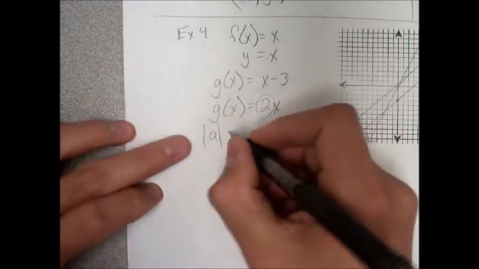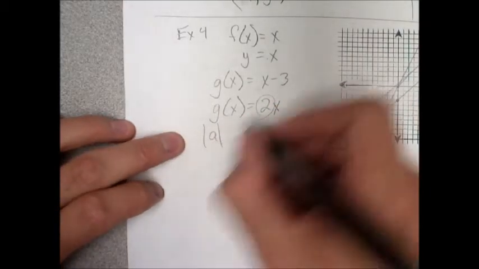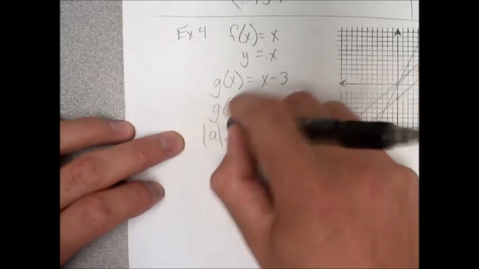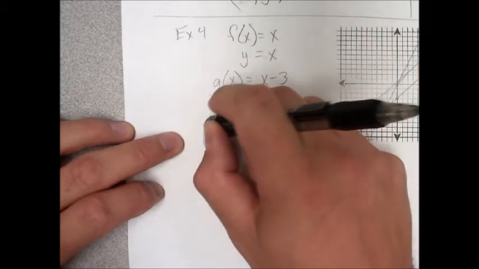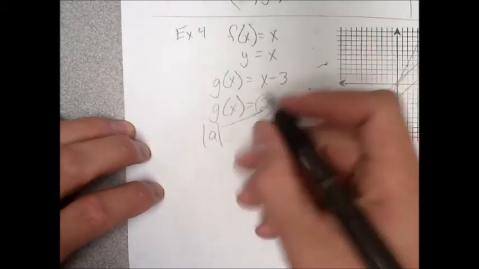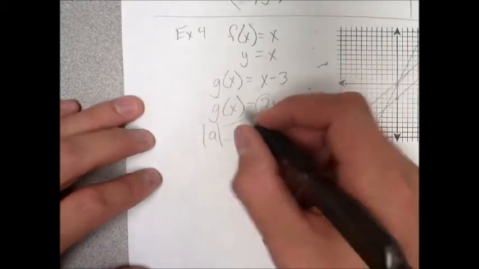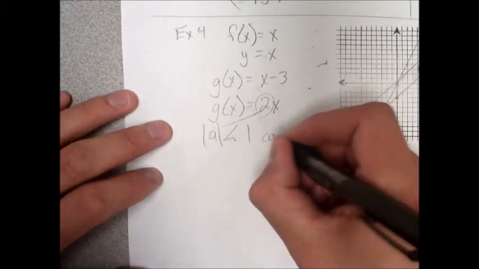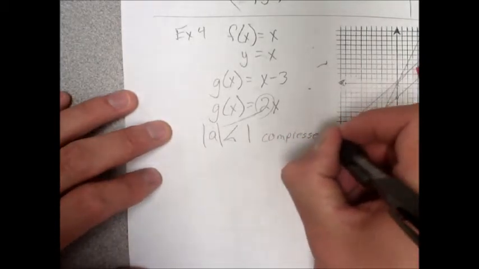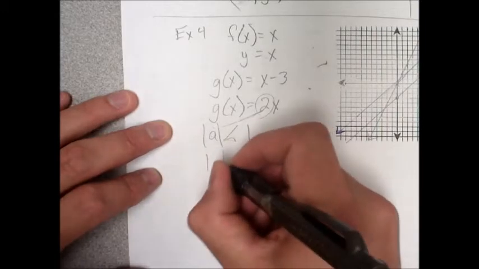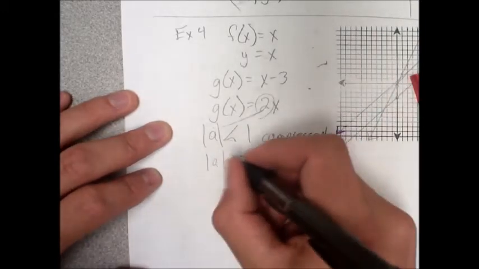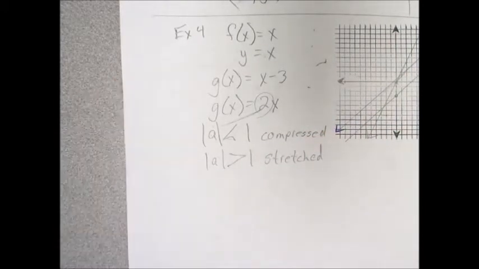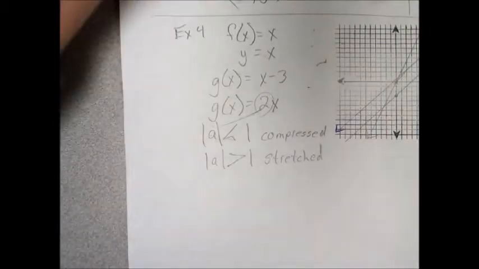Okay, if this front piece right here, a, is less than the absolute value of 1, if the absolute value of a is less than 1, then it is going to be compressed. If the absolute value of a, which is just the leading coefficient of x, is greater than 1, it's going to be stretched. Okay, it's the same concept as when we were dealing with parabolas.